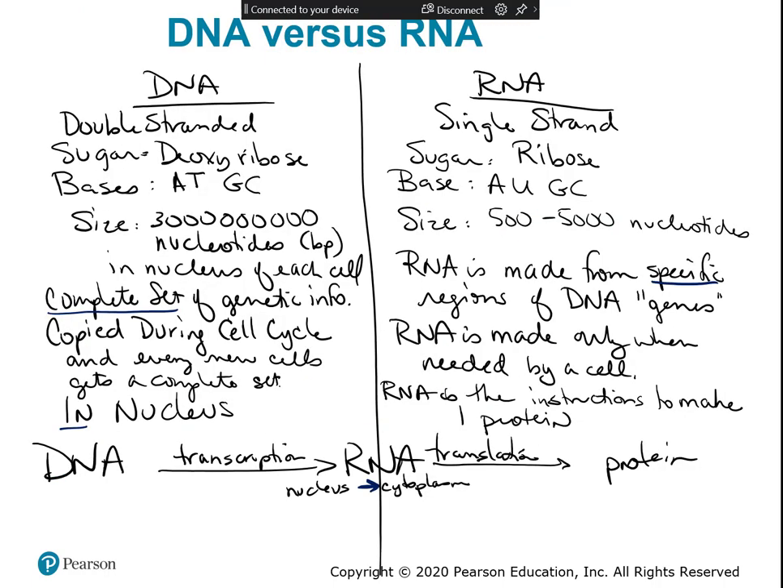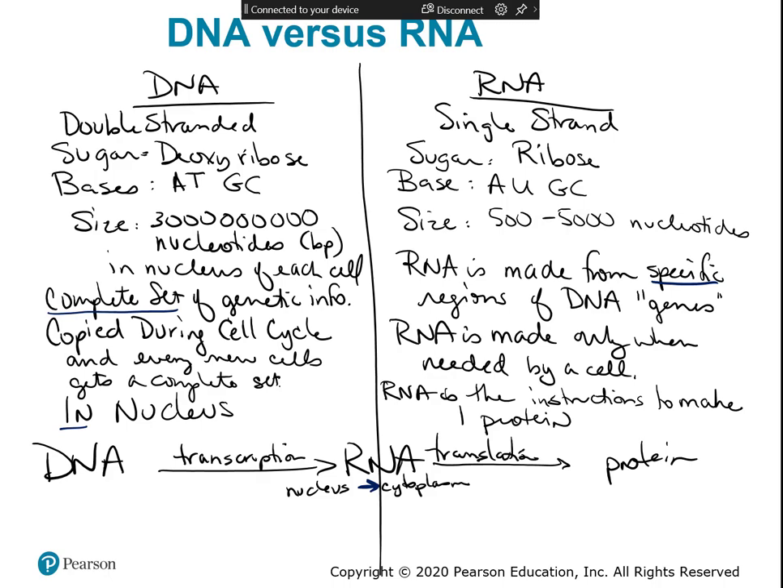So I like this slide because this slide shows you kind of a compare and contrast. So here's the information for DNA. Here's the information for RNA. DNA is double-stranded. RNA, though, is only a single strand. DNA has deoxyribose. RNA has ribose. There's a difference. DNA has A, T, G, and C. RNA is A, C, G, and U. So it has a uracil instead of a thymine.